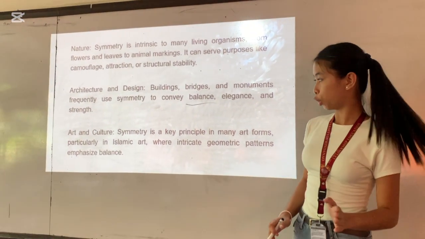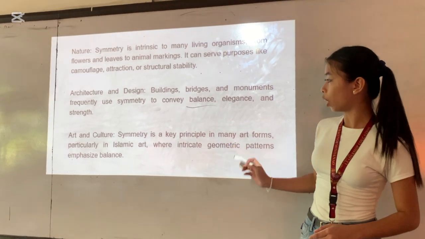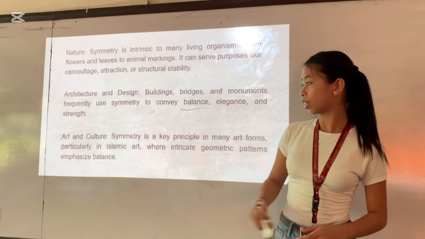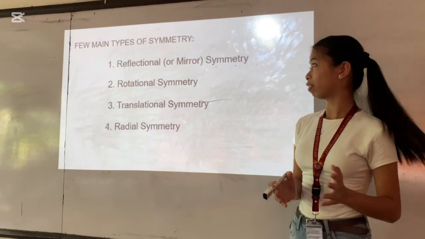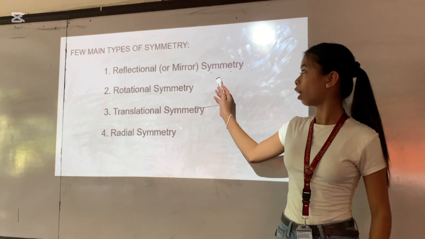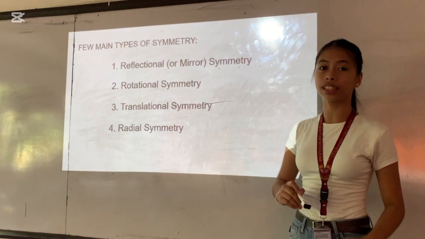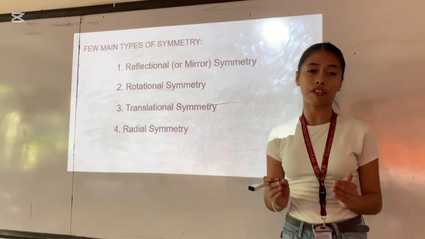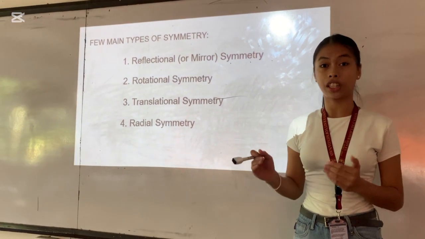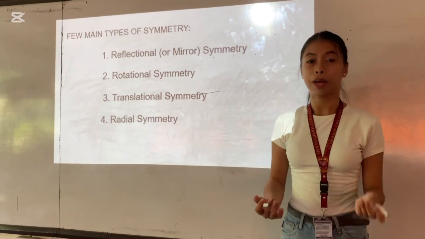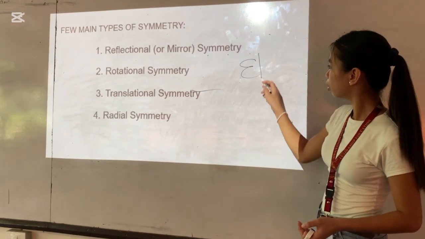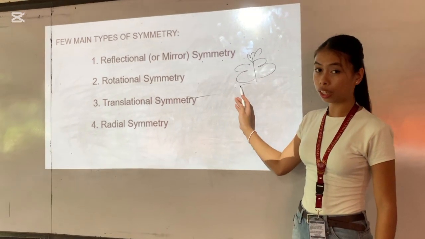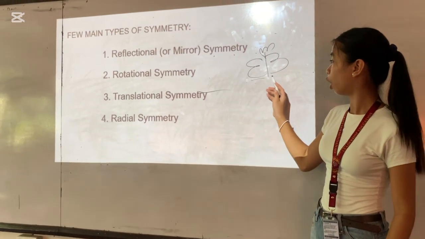Next, art and culture. Symmetry is a key principle in many art forms, particularly in Islamic art, where intricate geometric patterns emphasize balance. So there are a few main types of symmetry. First, reflectional or mirror symmetry. This one is the most common type of symmetry. Reflectional symmetry is when one half of an object or figure mirrors the other side, just like the example I gave earlier, a butterfly. One half of its wing looks exactly similar to the other half.